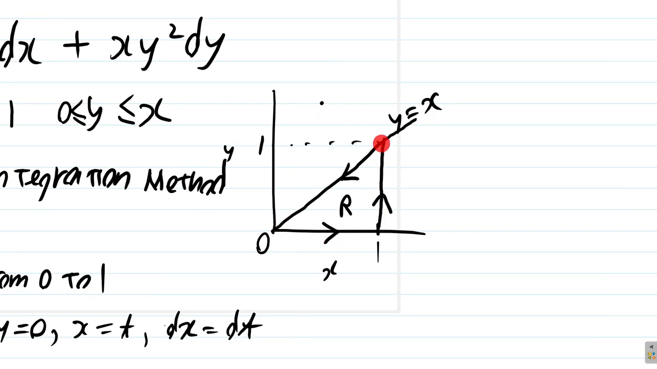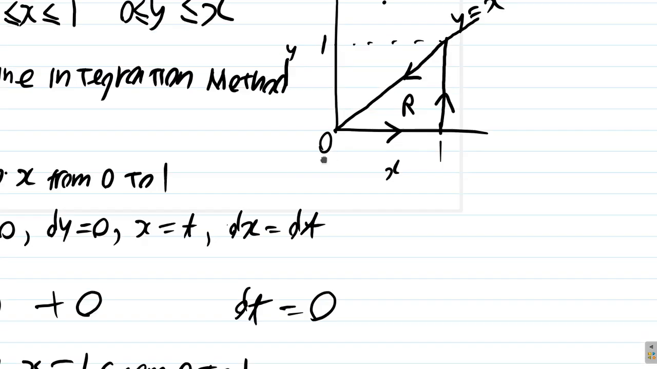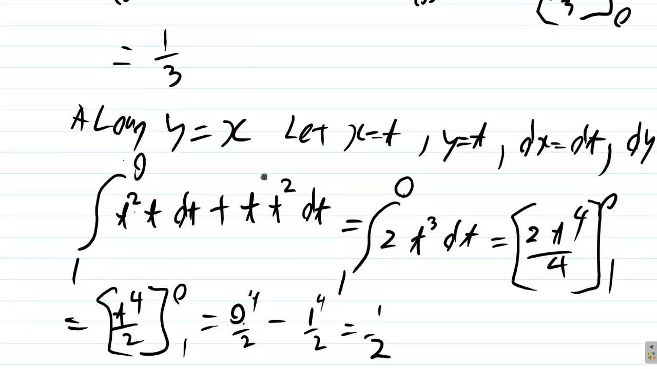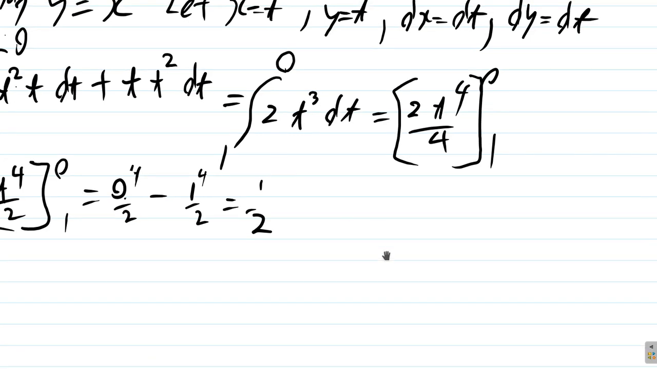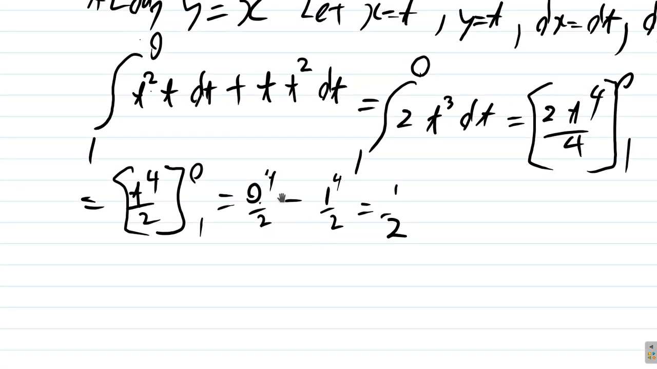We're going anti-clockwise, so when we move this way, y would fall from 1 to 0. Not 0 to 1, it's 1 to 0. So we're going from 1 to 0. So the upper boundary would be 0: 0 to the 4th over 2 minus lower boundary 1, 1 to the 4 over 2. So it will actually be negative half then. Right? So it's actually negative half.